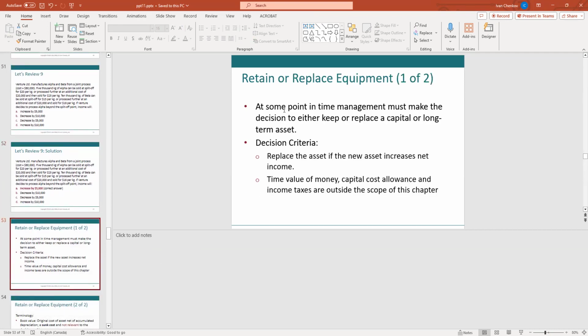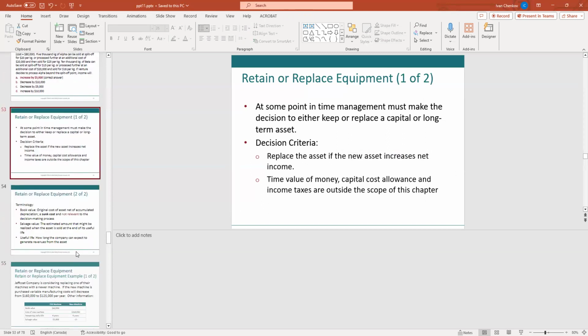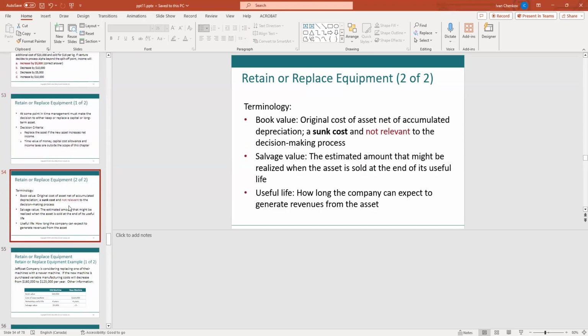So the question here will be retain or replace equipment. Decision criteria: we're going to replace the asset if the new asset increases the net income. For that reason, the time value of money, capital cost allowance, and income tax will be eliminated. So what do we have to do? We have to check the book value, which is a sunk cost. For that reason, it's not relevant, so we're going to ignore this. Salvage value is what we're going to get if we sell the old equipment, so that's something we have to consider.